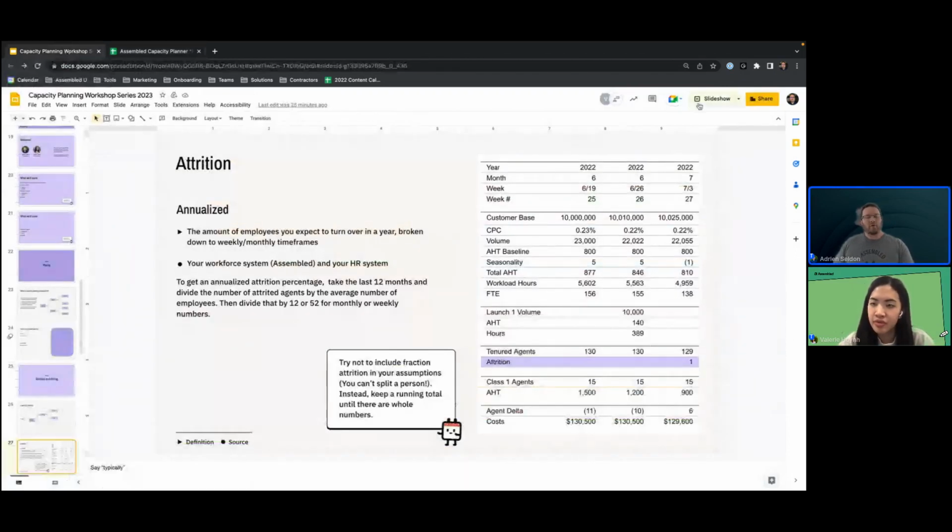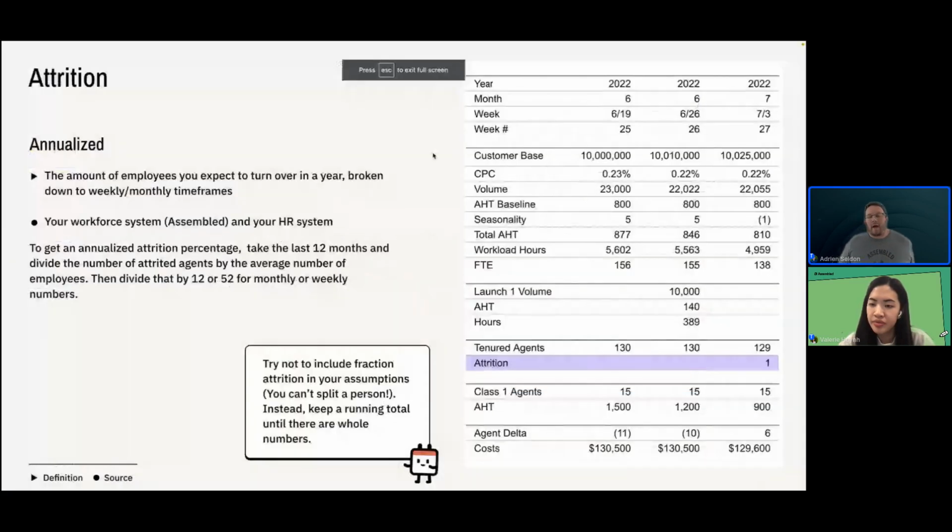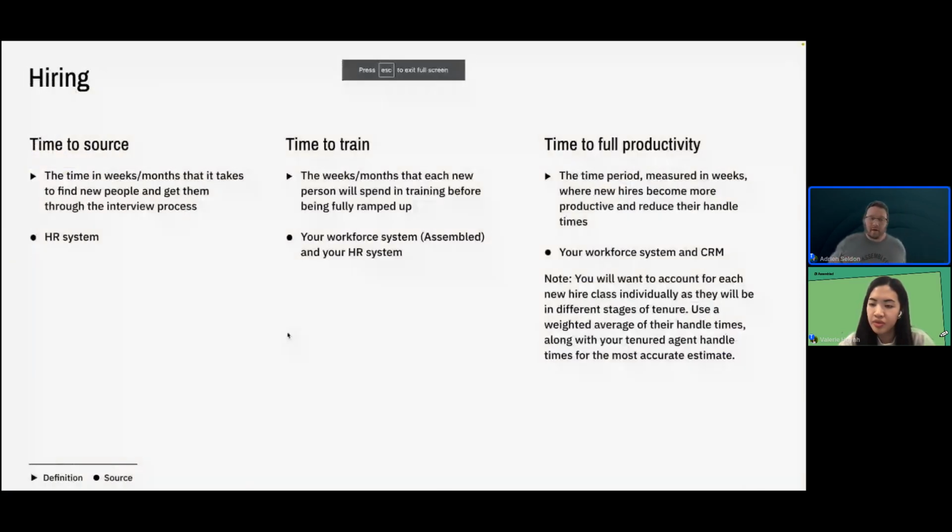Okay, so we've covered attrition. The next thing is hiring. So we just saw this a little bit here. Not all of this is fully fleshed out in there because it is a bit unique to every company. So not every single part is fleshed out in the spreadsheet. But the big things that you want to pay attention to are your time to source, your time to train, and your time to full productivity.